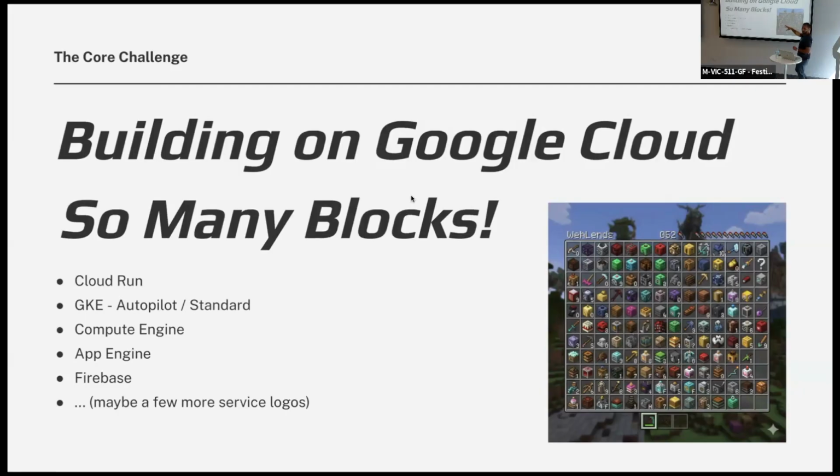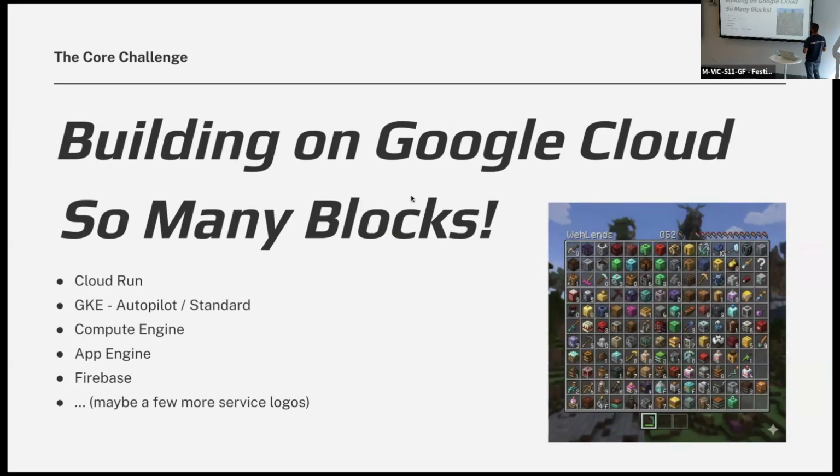Now, when we talk about Google Cloud, and again, I'm not even talking about other cloud platforms, the number of services offered for a particular task is numerous. If I want to build a server, there are quite a few different options. So many blocks. We have Cloud Run. We have GKE, and even in GKE, we have Autopilot and Standard. We have Compute Engine. We have App Engine. We have Firebase, and maybe many, many more.